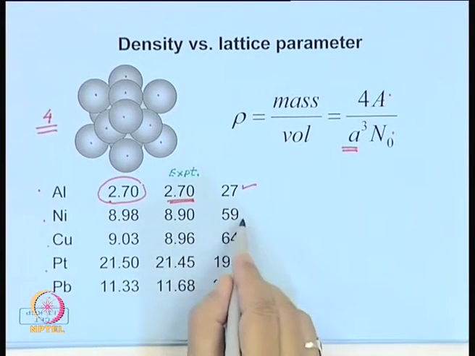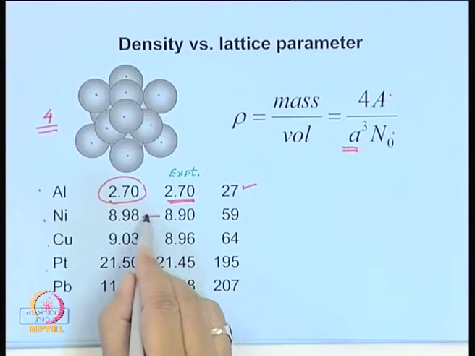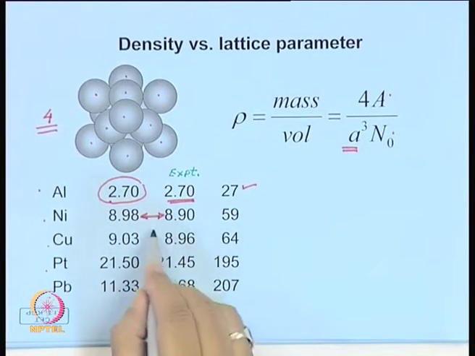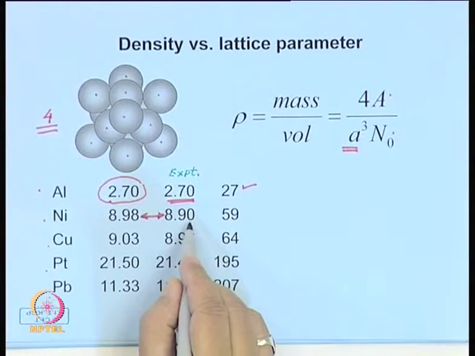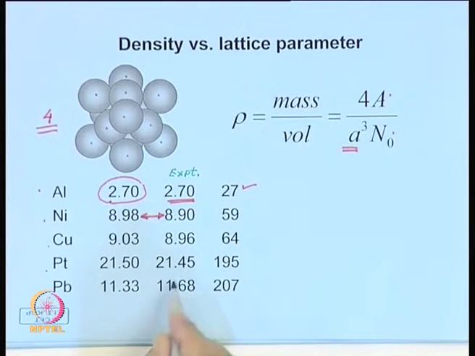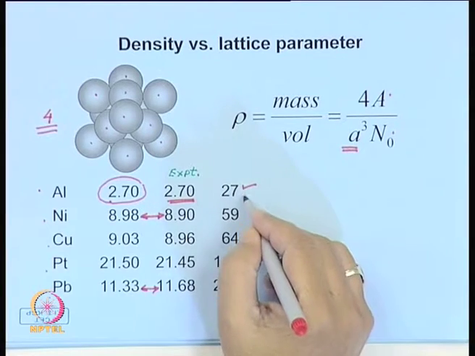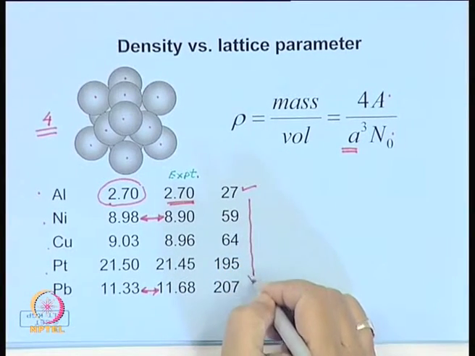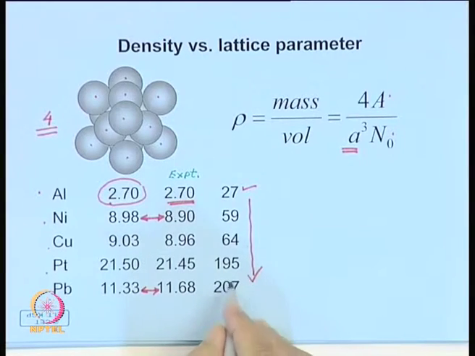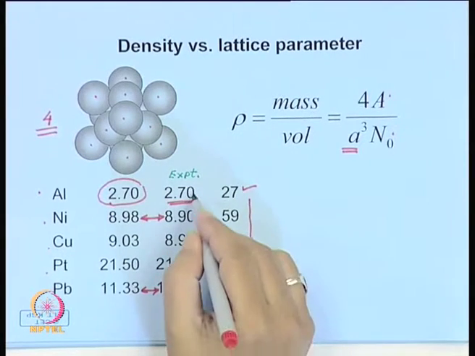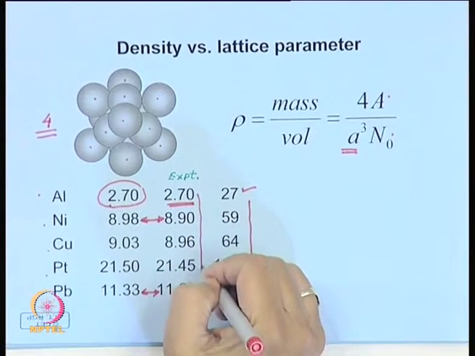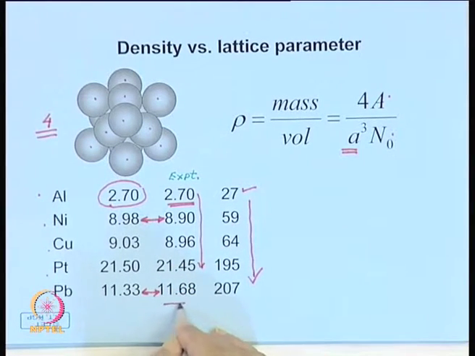Similarly, for nickel also, if you do the same calculation, the theoretically calculated density matches very well with the experimental result. But you go down here, you find that there is a large difference. Also, you see this, as the atomic weight increases down this, the density goes on increasing, but suddenly here in this case it decreases. Now, why is it so?